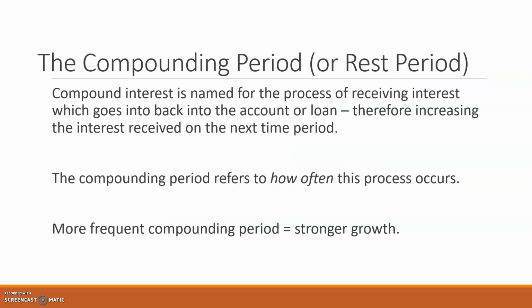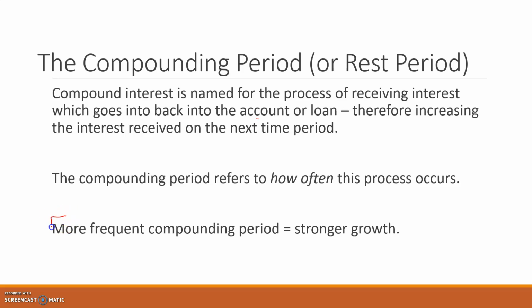Now, something that we do need to talk about before we start calculating with compound interest is the compounding period. So like I said, compound interest is named for the process of receiving interest, which goes back into the account or loan, therefore increasing the interest received on the next time period. So your interest compounds into the loan and causes even more interest next time. We have a phrase called the compounding period, or sometimes called the rest period, and this refers to how often that process occurs. So if interest is being added into the account more often, we have more chances for our money to grow and more chances for our interest to grow.